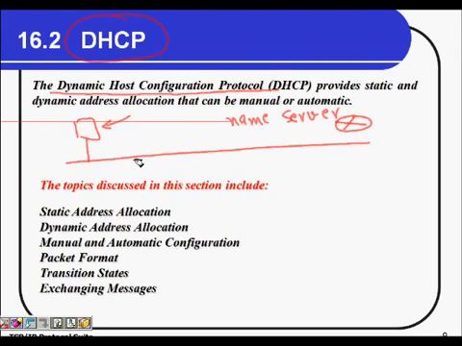So Dynamic Host Configuration Protocol is a server which provides an IP address to your machine on a LAN, or to a group of machines. So it's an automatic process.